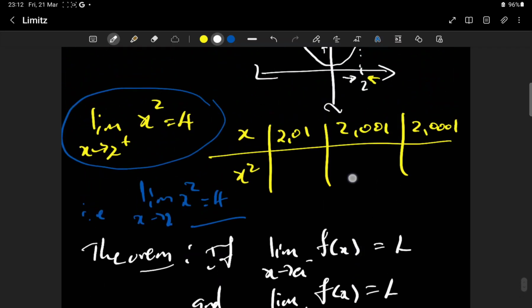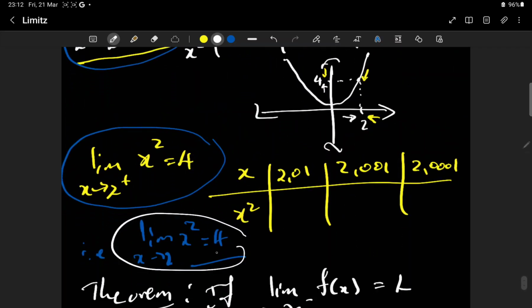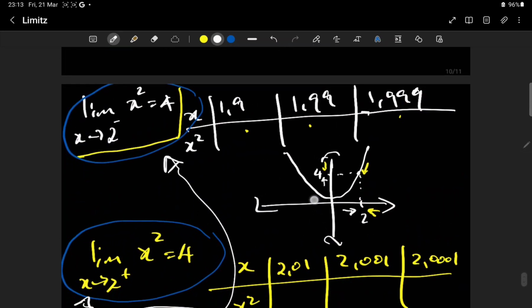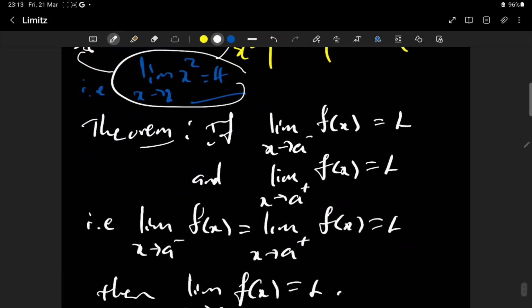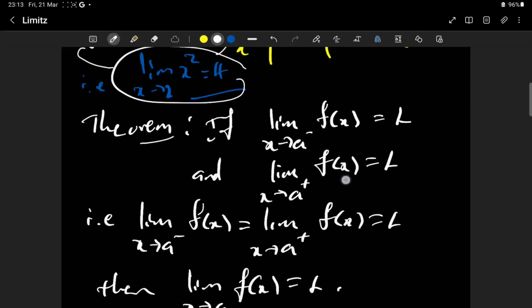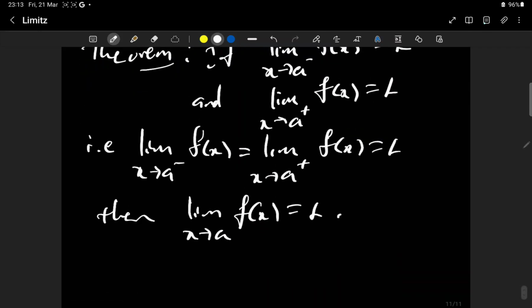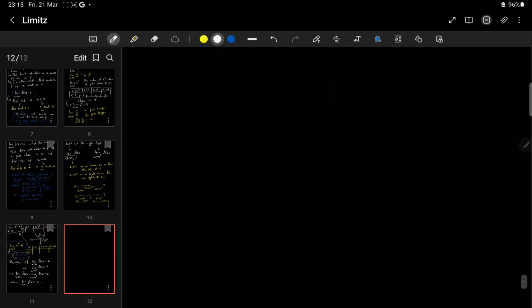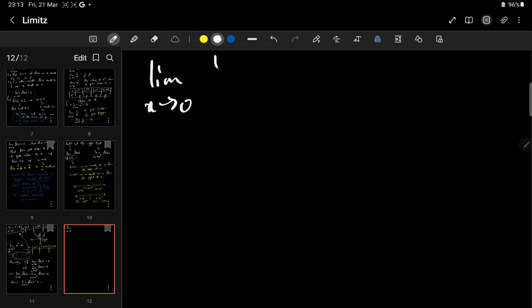Like we have seen in our case here, if the limit as x tends to 2 of x squared is 4, what this means is that the right limit is also equal to 4, and the left limit must also be equal to 4. Otherwise, the limit doesn't exist. For example, let's do an example on this. Let's say you have the limit as x tends to 0 of 1 over x.